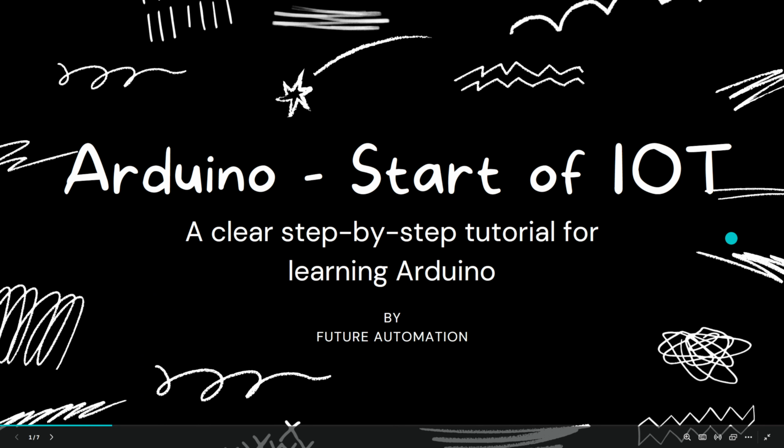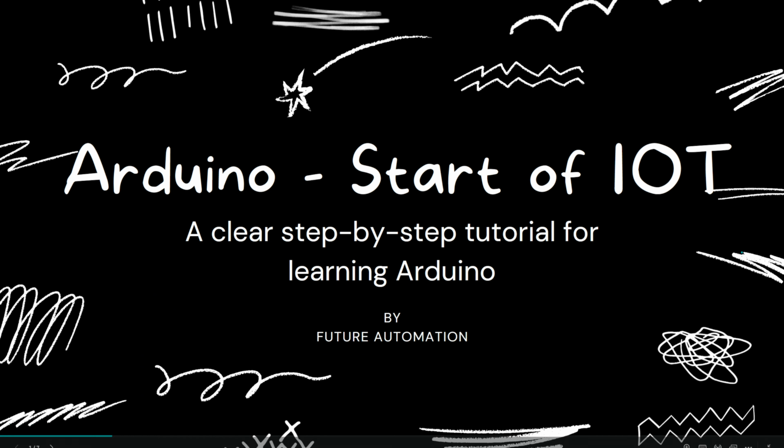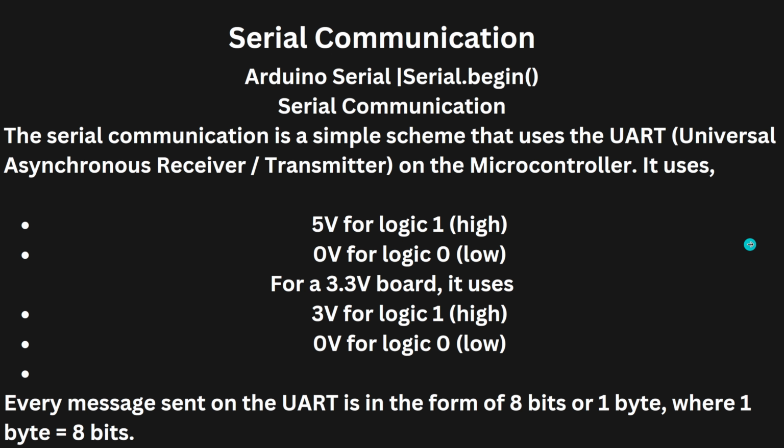Okay guys, so first we'll cover the small theory part again, and then we'll go to the coding part. Now, what is basically serial communication? So serial communication is a simple scheme that uses the UART on the microcontroller to communicate with it, and you can burn the code, modify the code, or get the data from the microcontroller.